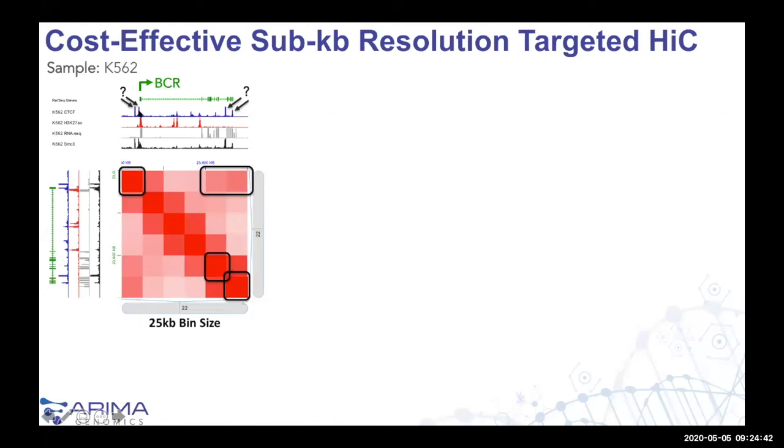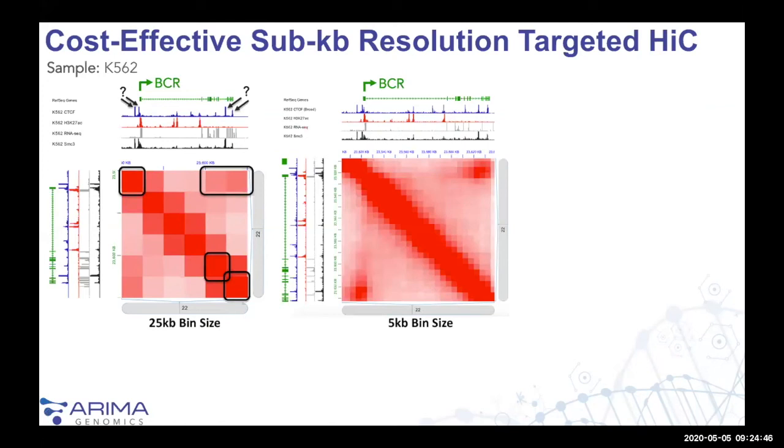You can take the same Capture Hi-C data and bin it at 5 kb resolution, but unfortunately you still run into the same issue. If you look at the significant interaction that appears to be happening and trace it back to where it belongs along the linear genome, you can't really tell if that loop is at the promoter of BCR or just upstream of BCR.